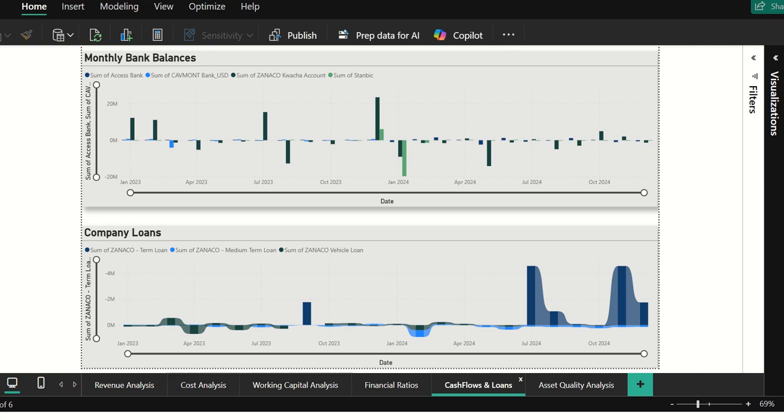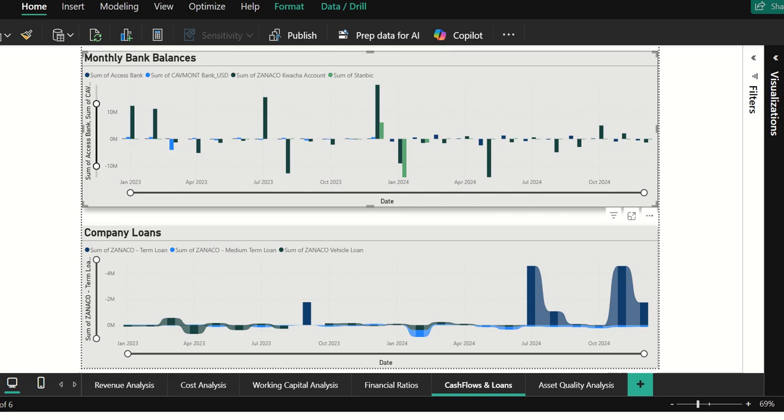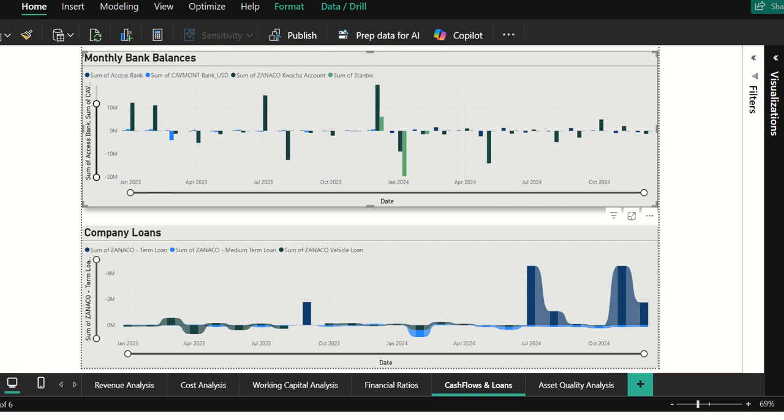Again, you look at what your bank was. You can look at the movements in your bank accounts. How did your bank accounts perform during the period? Were there any deficits, as you can see, and were there any surpluses? And then you can see how your company loans were looking. And did you increase the number of loans? Yes, you did. At a certain time, you increased the number of loans right at the end.